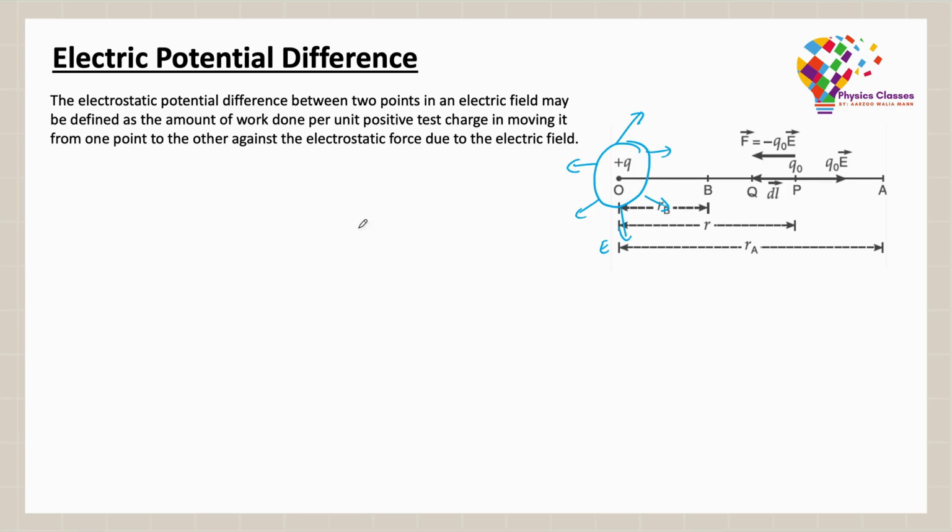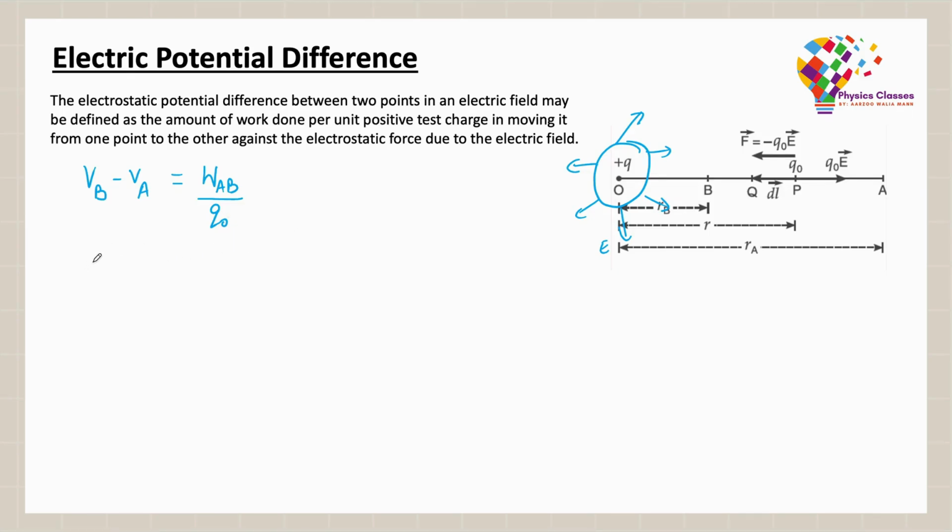Now if I want to write the electric potential difference between the points A and B, then I can write VBA as VB minus VA. That's the potential difference between the points A and B. And this, as per definition, is simply the work done in moving the charge from A to B against the electrostatic field divided by the test charge, because we want to find it for a unit positive charge.